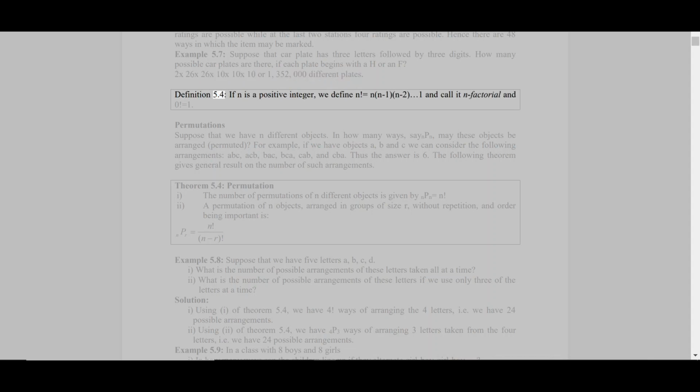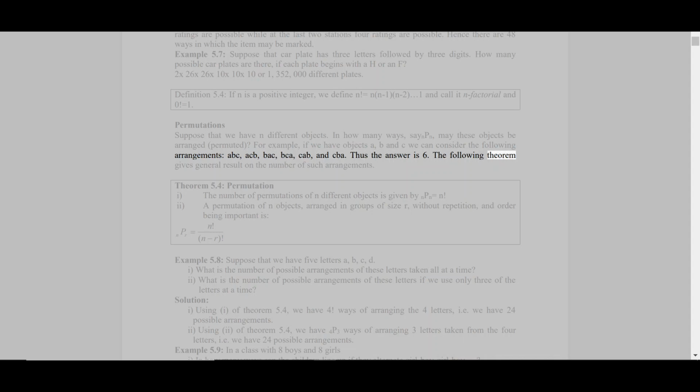Definition 5.4. If n is a positive integer, we define n factorial as n! equals n times (n-1) times (n-2) times ... times 2 times 1, and 0! equals 1. Permutations. Suppose that we have n different objects. In how many ways, say Pn, may these objects be arranged? For example, if we have objects A, B and C, we can consider the following arrangements: ABC, ACB, BAC, BCA, CAB, and CBA. Thus the answer is 6.